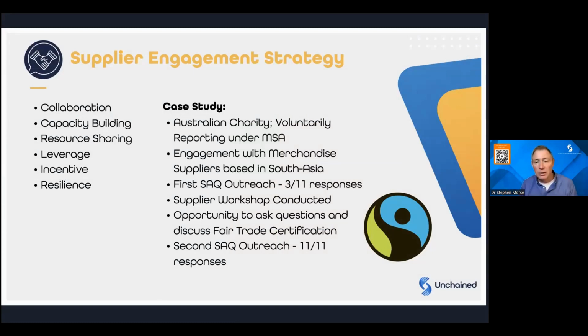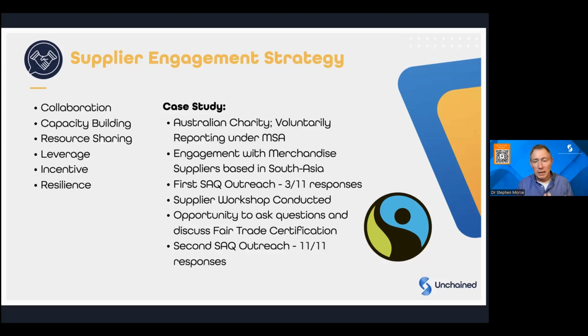When it comes to the next step, we're looking at supplier engagement. Once we've mapped our suppliers and segmented into low, medium, high, we need to think about who in that supply base we need to work with and who we need to engage with more effectively. This comes under the banner of a supplier engagement strategy. Again, there are some key principles we need to apply here. We advocate for a collaborative approach.